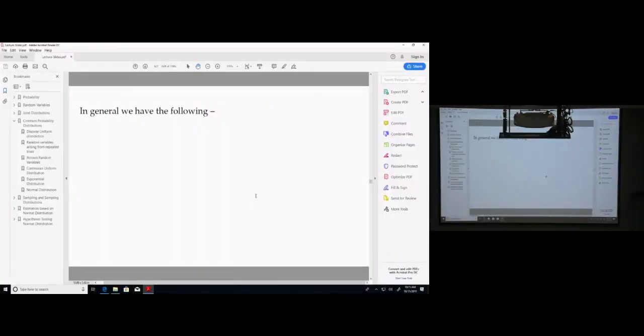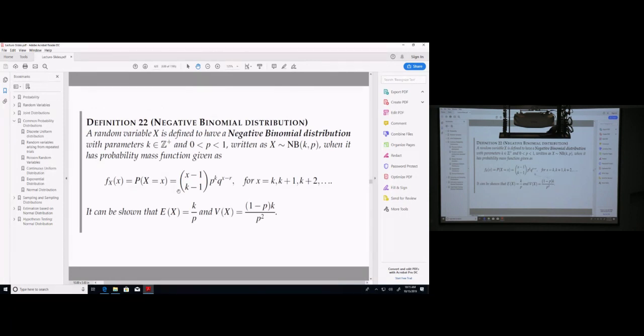So in general, we have the following. Now we use small x instead of m. Small x starts from k, k plus 1, and so on, all right? Now, if you compare this with the geometric, now we are waiting for the k-th success.